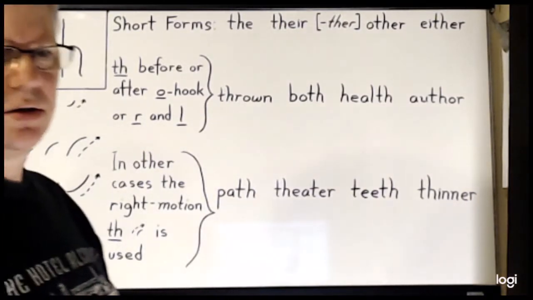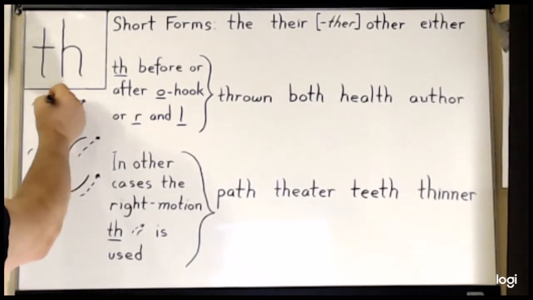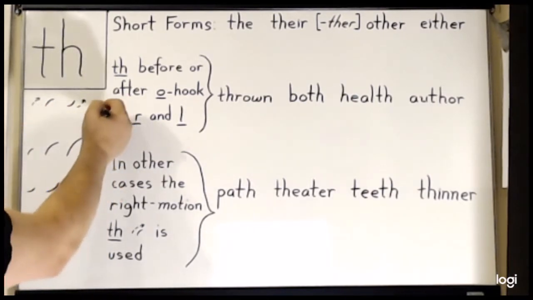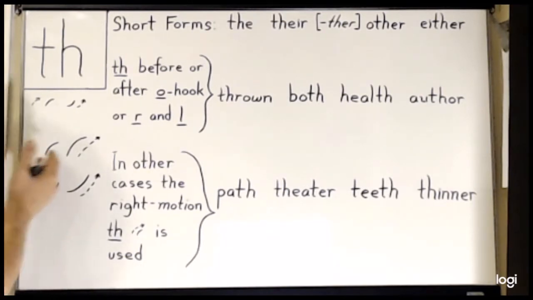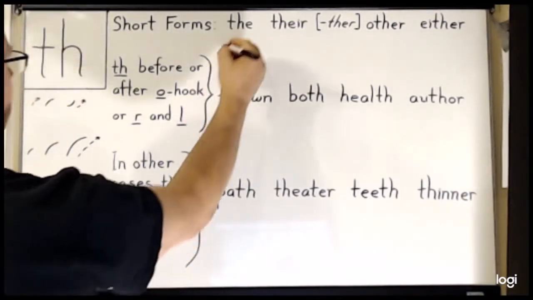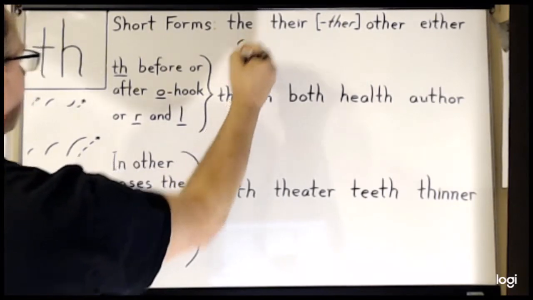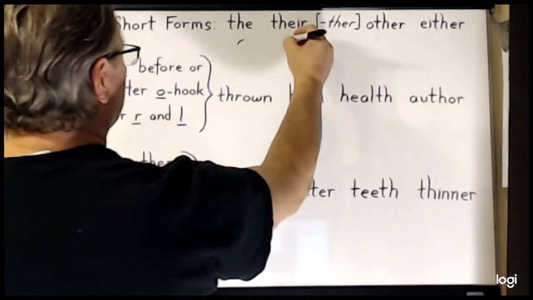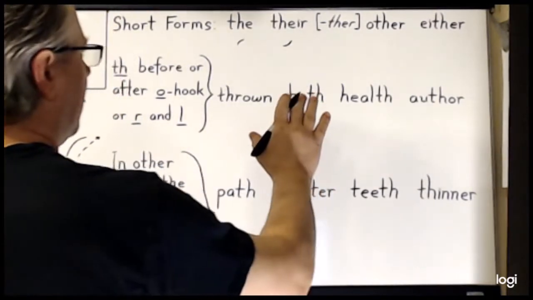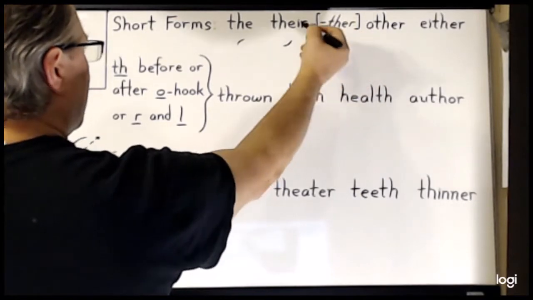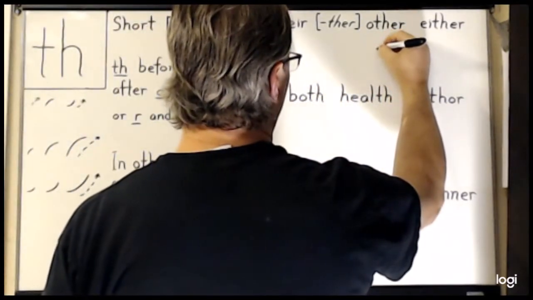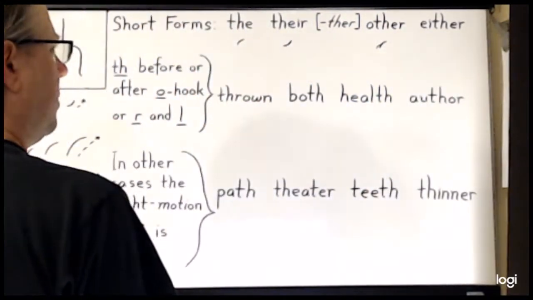The sound TH has 2 strokes, one going over or to the right, one going under or to the left. They are basically a curved T, and they are the smallest in these sets of strokes. Now for short forms, the word the is the right motion TH. And the word there is the under or left motion TH. And for words like other and either, the there sound is represented by the right motion TH for other and the left motion TH for either.